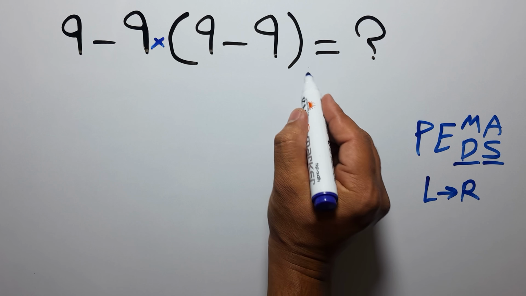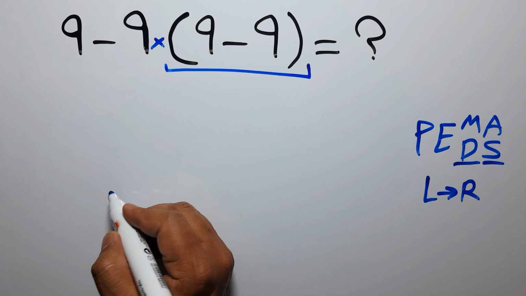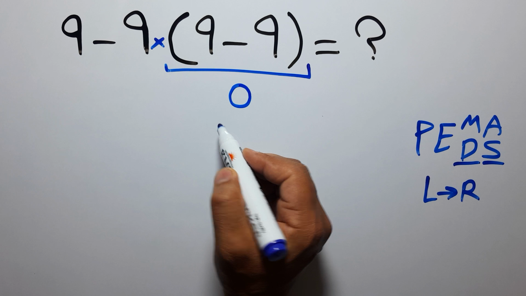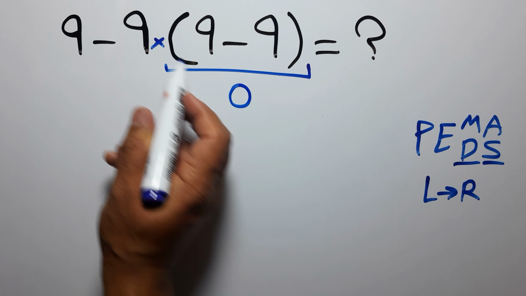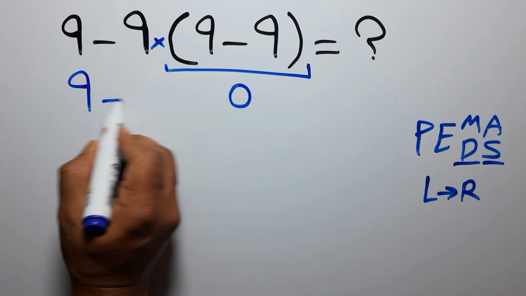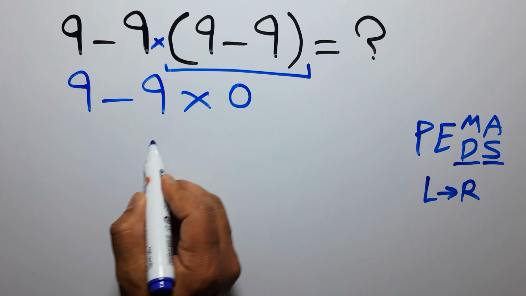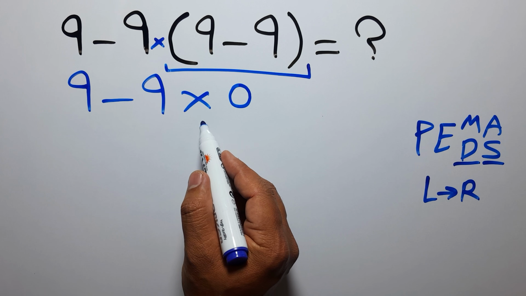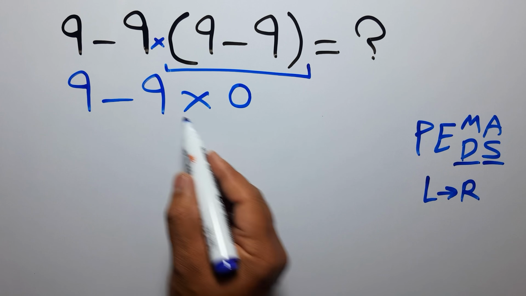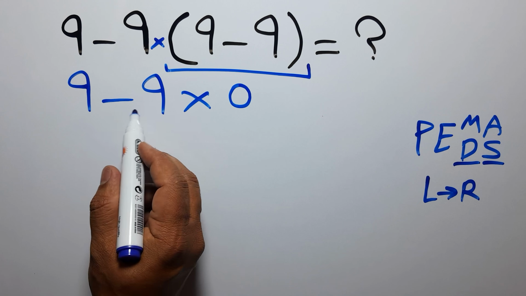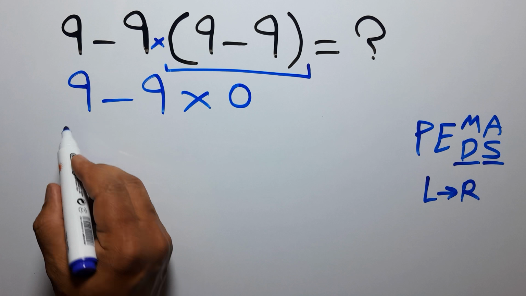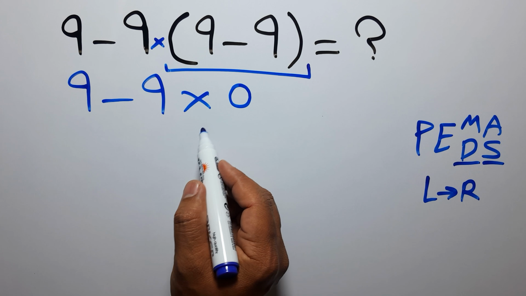So first we have to do this parentheses. Inside this parentheses we have 9 minus 9, which equals 0. So we have 9 minus 9, then times 0. Now in this expression we have one subtraction and one multiplication. According to PEMDAS, multiplication has higher priority than subtraction, because multiplication comes before subtraction. So here first we have to do this multiplication.